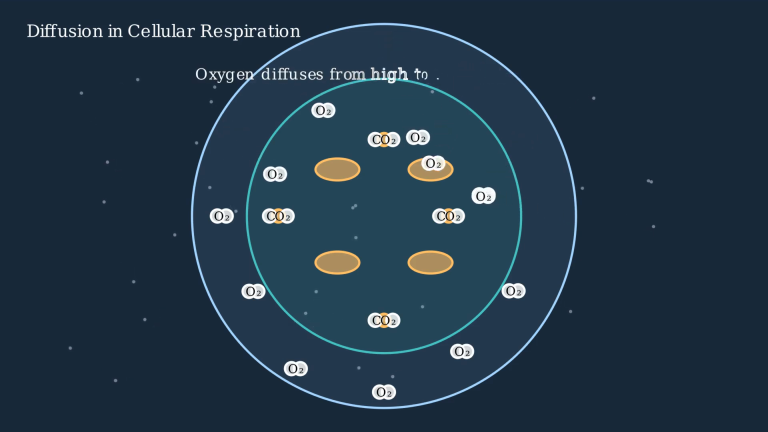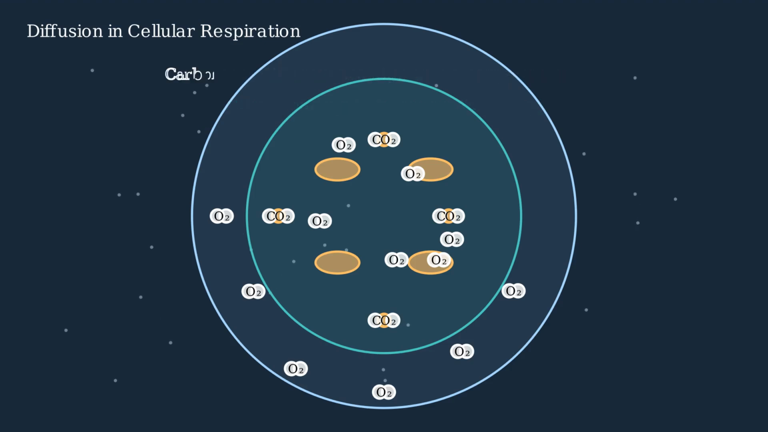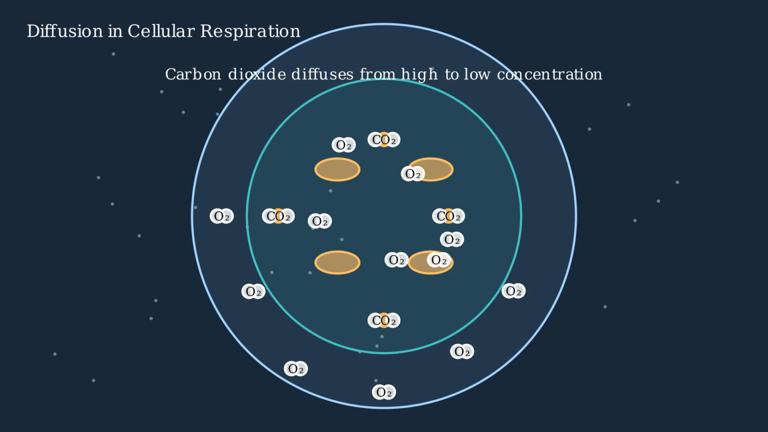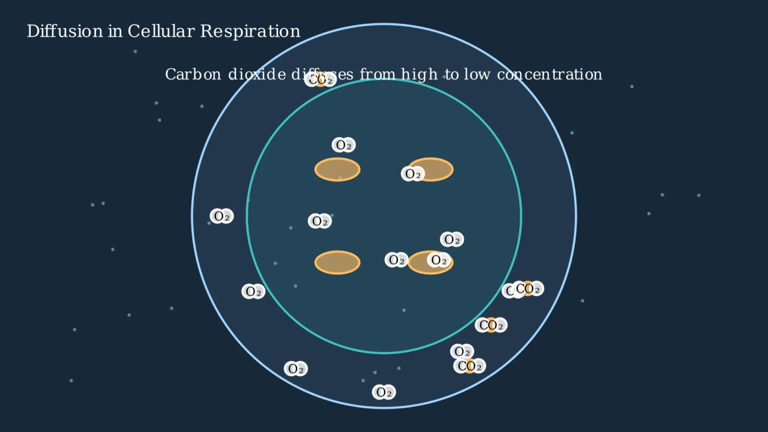Following the concentration gradient, oxygen diffuses from high concentration in the bloodstream to low concentration inside the cell. The mitochondria use this oxygen in cellular respiration to produce ATP, the energy currency of the cell. As cellular respiration produces carbon dioxide, it builds up inside the cell, creating a concentration gradient. Carbon dioxide then diffuses from high concentration inside the cell to low concentration in the bloodstream.